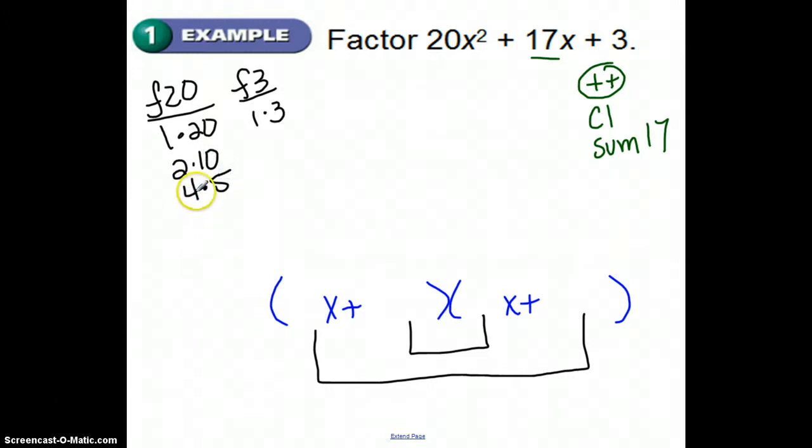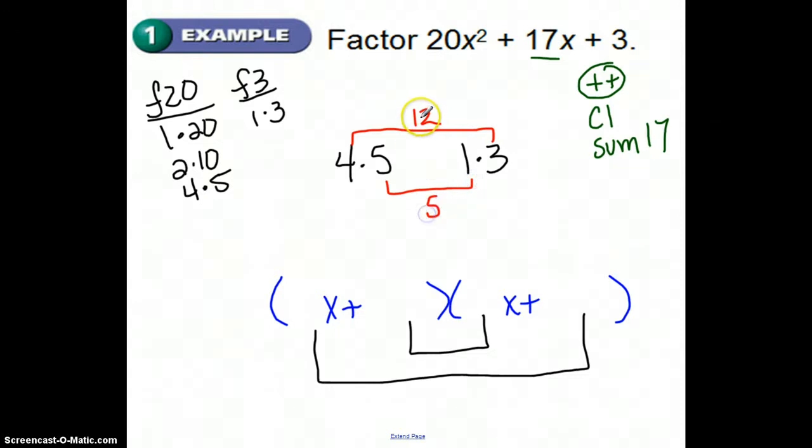Now remember, when I do this, I usually want to start with the pair that's the closest together in value, which would be 4 and 5. And 1 and 3, I don't have any choice about that. So if I go to pair these up, 4 times 3 would be 12. 5 times 1 would be 5. And 12 and 5 would give me a sum of 17.